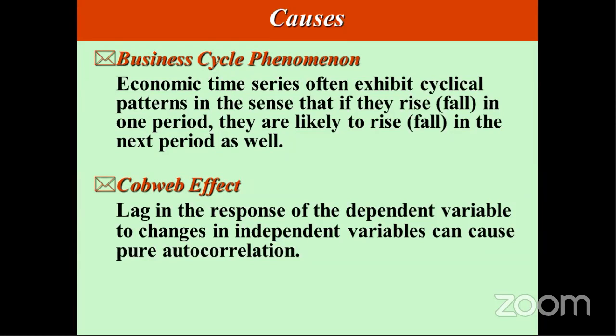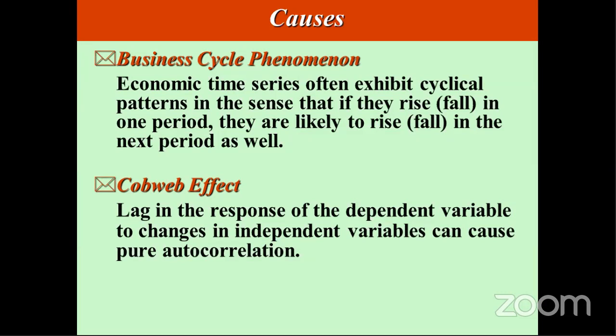If a major variable starts to decline, then the other related variables also decrease. This phenomenon we call in economics business cycles, the cyclical pattern of our economic time series. Because of this reason, the autocorrelation is present in our regression model.